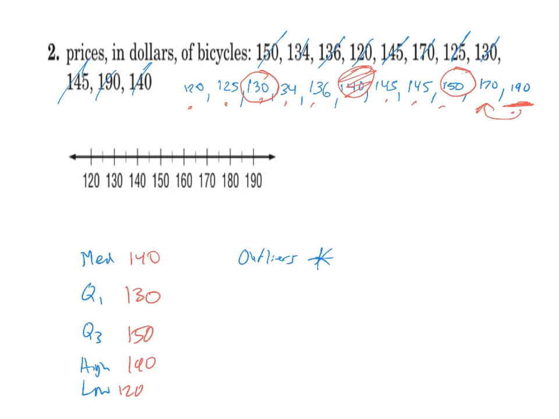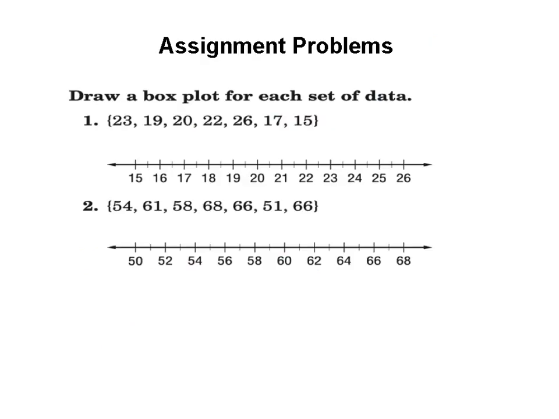So median 140. So I put a hovering dot there, right? Quartile 1, 130. Quartile 3, 150, right? And my high is 190. That's over here. My low is 120. So our 3 middle dots, right? Our median and our first and third quartile. We put a straight line through and we connect our box. We connect our 2 whiskers. And there we are. All right, we're going to do the first 2 of your assignment together.